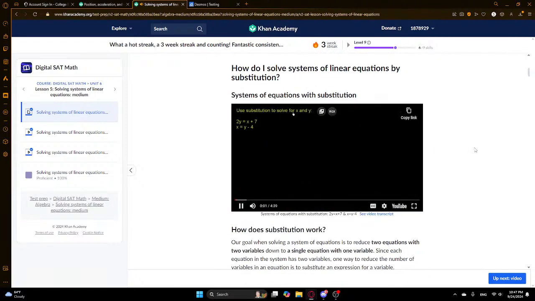Use substitution to solve for x and y. And we have a system of equations here. The first equation is 2y is equal to x plus 7. And the second equation here is x is equal to y minus 4.